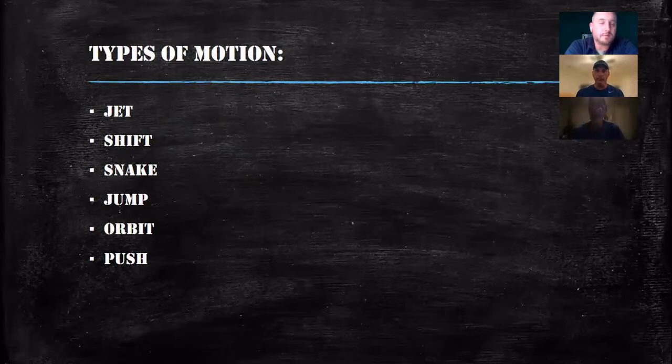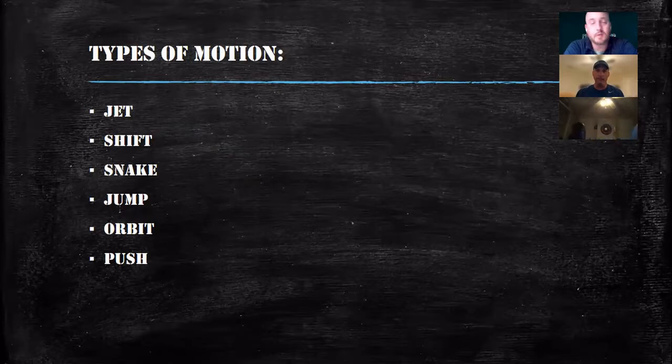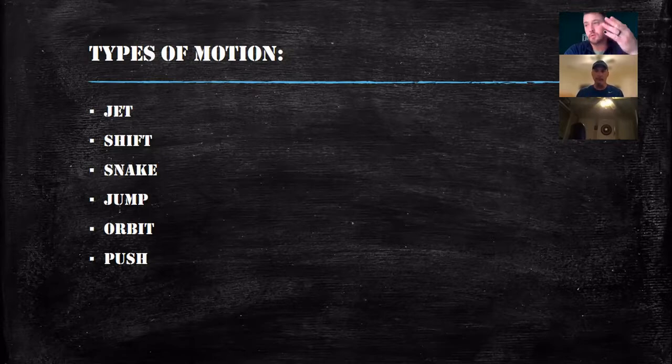The types of motions we use, about six motions: jet, shift, snake, jump, orbit, and push. This is all hand signals for us, so we built in an extra signal for each motion. We usually go formation, then the motion, then the play. For example, for a shift motion, I show the first formation signal, then the motion signal, then the formation I want you to motion into. So it would be ace, shift to early, and then give the play. I'm going to go over all these individually.